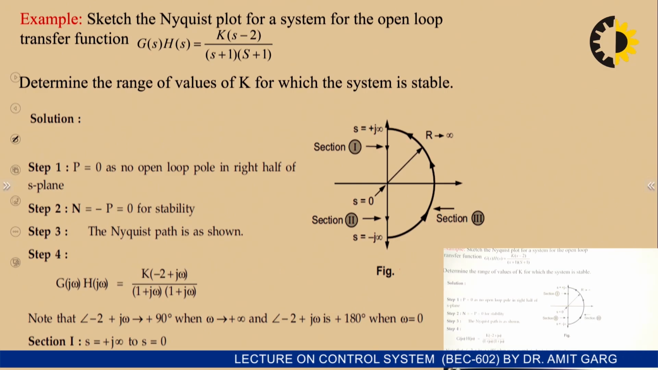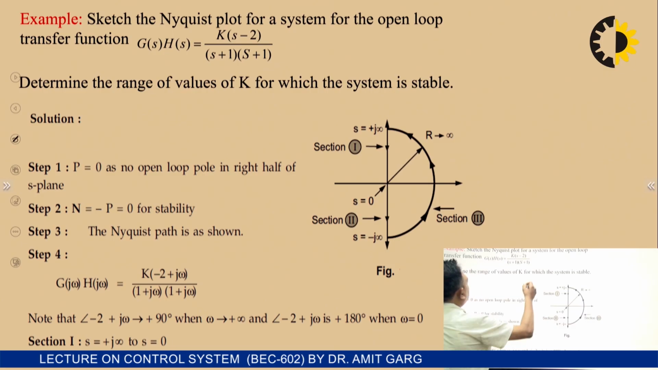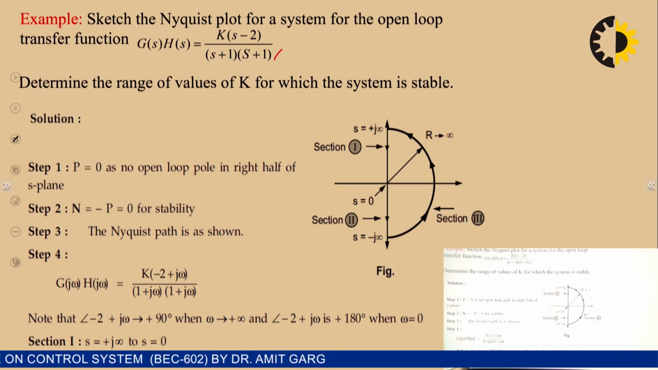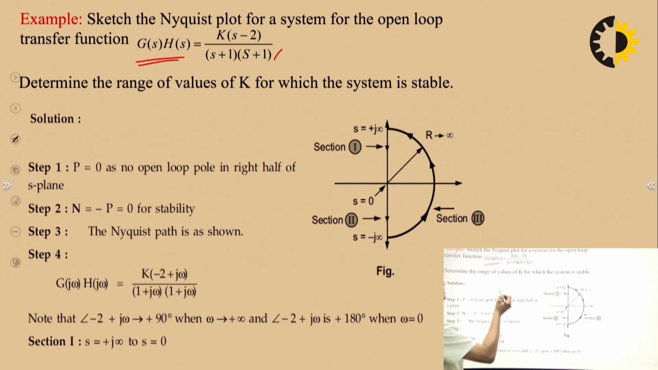Sketch the Nyquist plot of our system for the open loop transfer function G(s)H(s) equals to k times (s minus 2) upon (s plus 1) into (s plus 1). Determine the range of values of k for which the system is stable. There are some steps. First of all, we will see how many poles of this open loop transfer function are lying in the right half of the S plane. We can see here both the poles are lying in the left half of the S plane. So P defines the number of poles in the right half of the S plane. P equals to 0, as there is no open loop pole in the right half of the S plane. Then we will define the condition for stability. This is N equals to minus P.